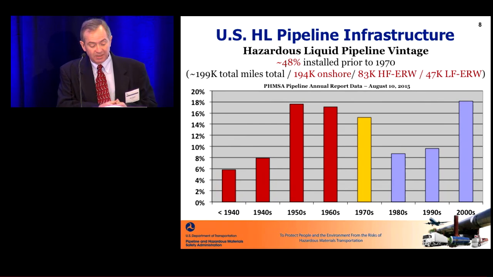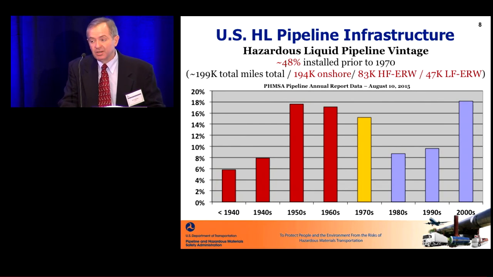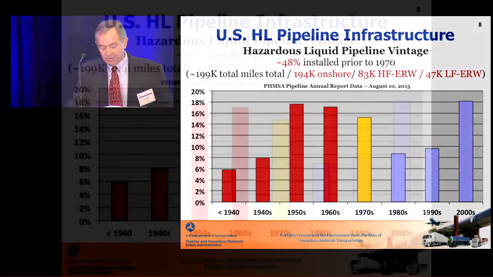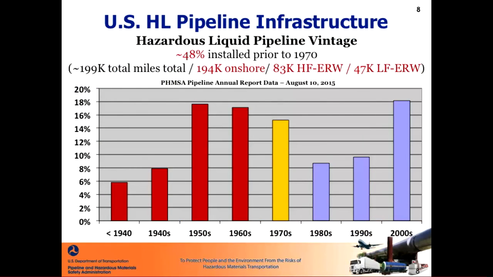Also, looking at this, about 48% of the pipeline infrastructure was built pre-1970. And you can see also about 15% of it was built in the 1970s. So just to give you an idea of the age of the systems.